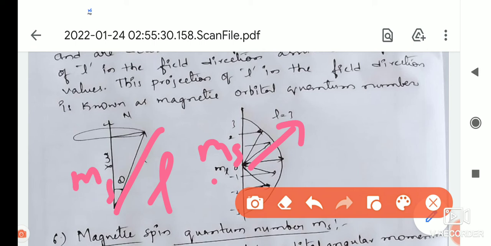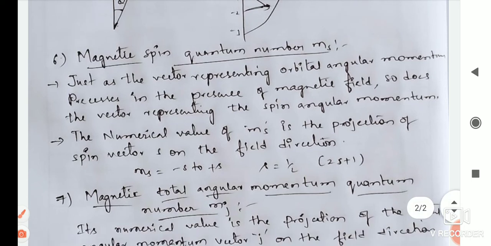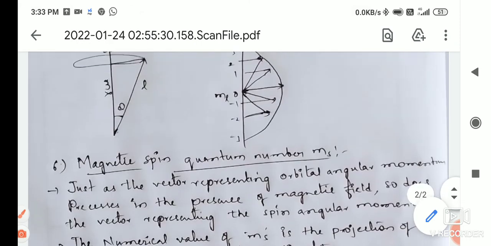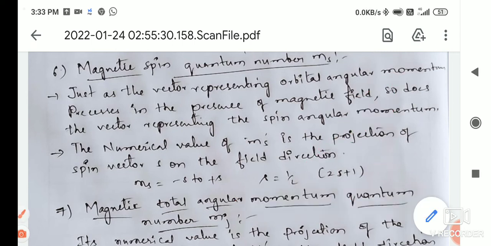Here, the difference between spin angular momentum and orbital angular momentum is that S will have only the value of half, so there are 2S plus 1 values, and there is no value of 0. Ms will have values from minus S to plus S. So here we have only two values, plus half and minus half, because S has only the value of half. Hence Ms values are from minus half to plus half. So the rotation of the electron will be in the upward direction or downward direction. There are only two possible values of Ms.